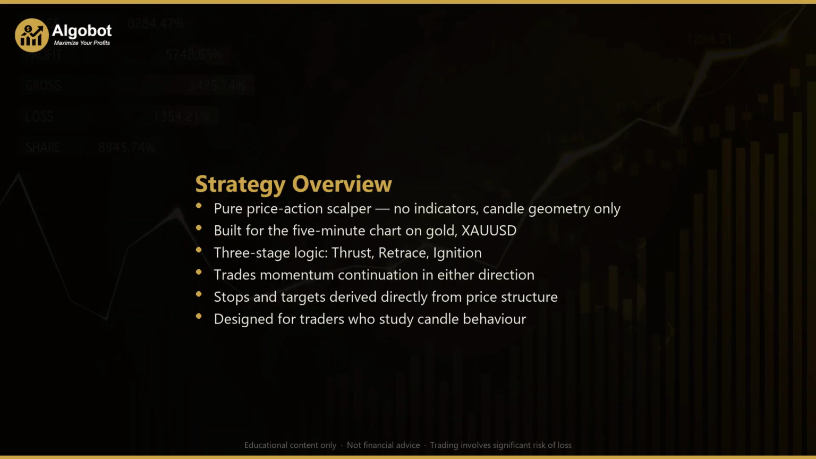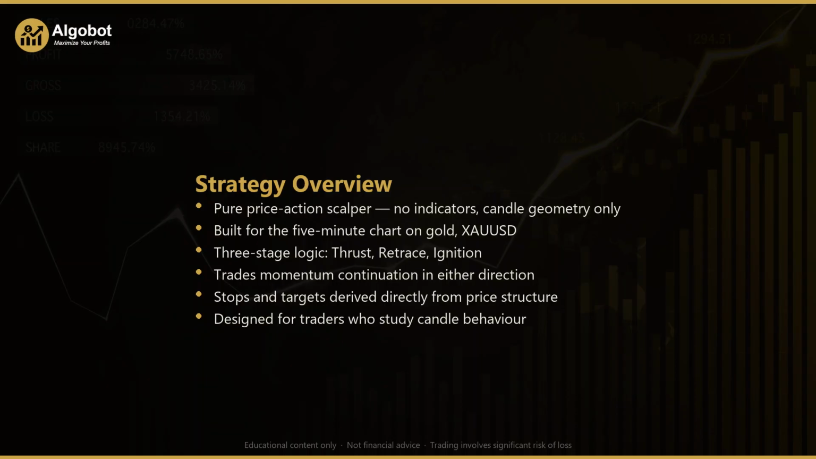The second stage is the retrace. After such a powerful move, the strategy expects a small, shallow pullback. It allows price to drift back a little, but not too far. If the pullback is deep, the strategy concludes that the momentum has been absorbed and it abandons the idea entirely.